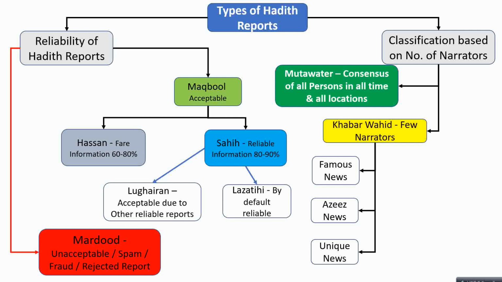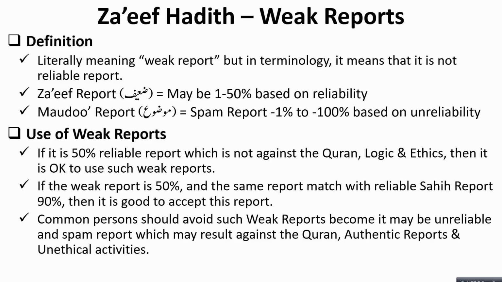So now our focus is on Za'if Hadith. Za'if literally means weak reports, but in terminology it means an unreliable report. A Za'if report may be from 1 to 50% based on reliability. And when it goes to Mawdu report, Mawdu means spam, which means negative, -1 to -100%, like this, which is unreliable. This is spam.